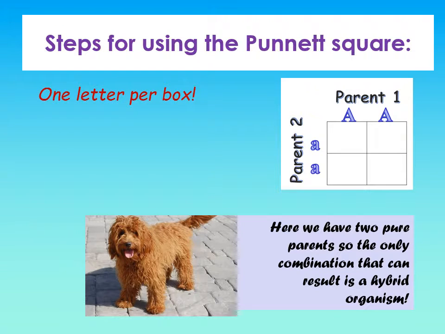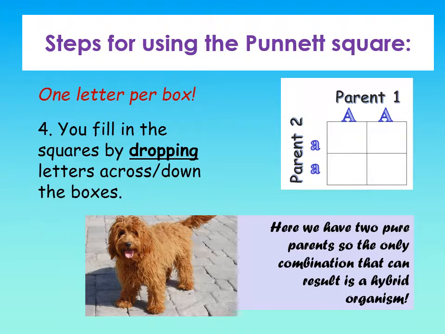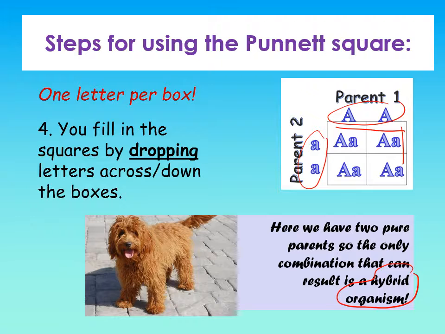So the next step would be to basically fill in the squares by dropping letters across and down the boxes. So if we imagine that one parent is big A, and the other parent is little a, then the only combination that can happen is big A, little a. So all of their babies would be hybrid organisms.